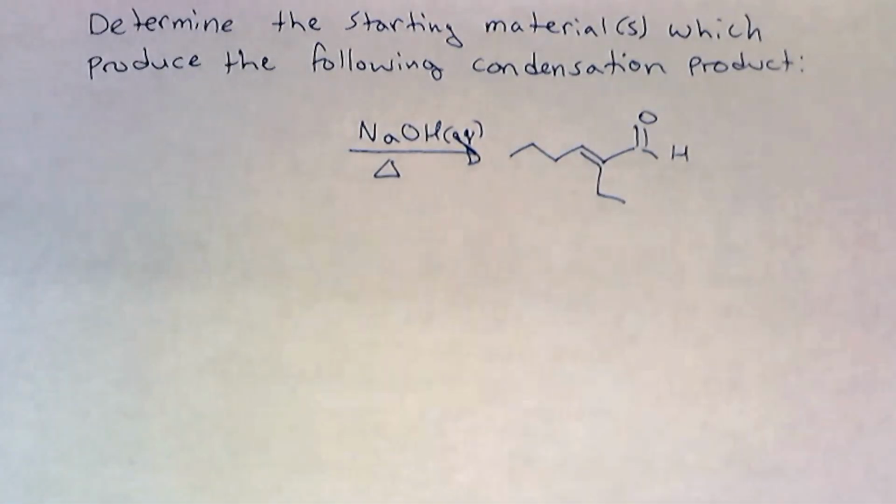Example 2. Determine the starting material or materials which produce the following condensation product. Again, feel free to pause and work on this on your own. Join me afterwards for the solution.